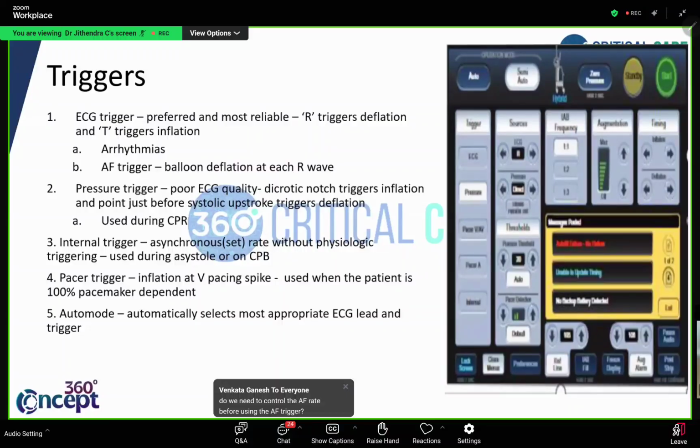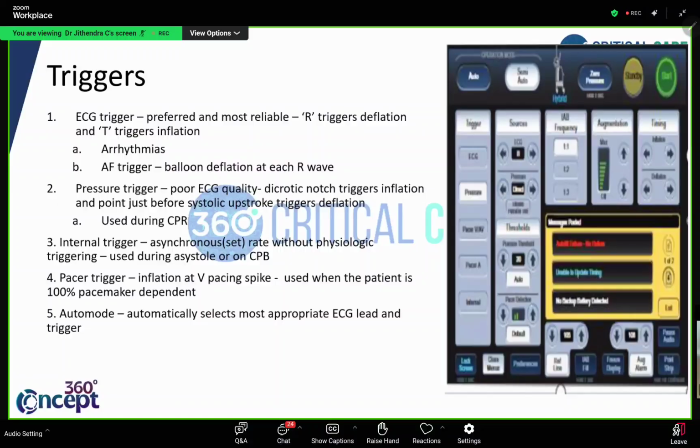So the next commonly used trigger is the pressure trigger. I told you if there are some tachyarrhythmias, sometimes you can change the trigger to pressure trigger and time it there. Whenever there is poor ECG quality, that is when we'll consider it. Sometimes you have a very sweaty chest, hairy chest, or your ECGs are not picking. There's some significant pericardial effusion and the amplitudes are very, very small. That is when you'll consider using your pressure trigger. So this is one of the things. Most commonly, whenever the ECG trigger is not working, that is when you go with the pressure trigger.